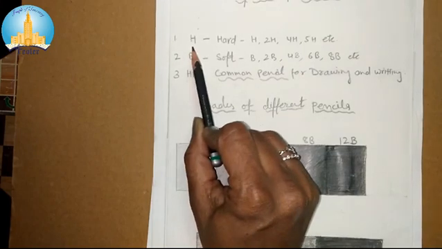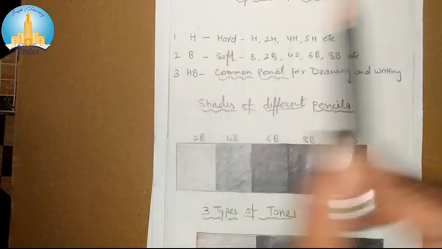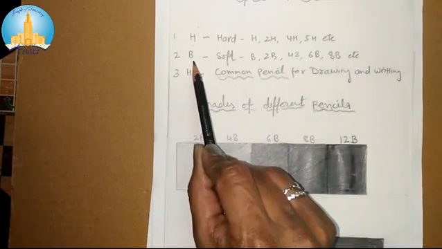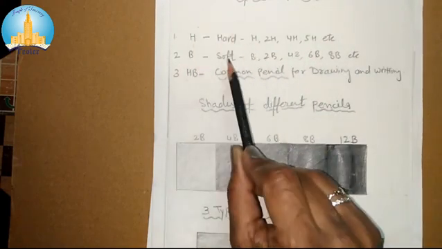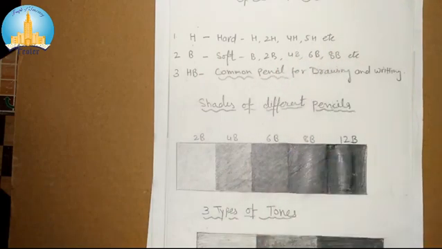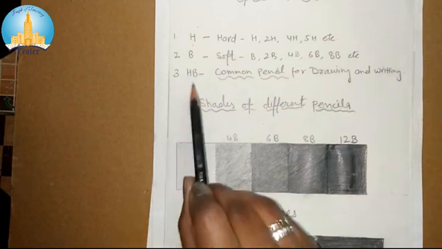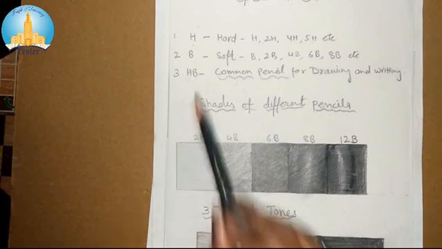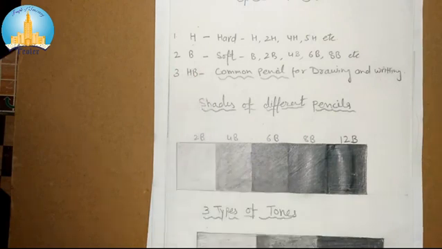Okay. So, this is H. H is for hard. There's 2H, 4H, 5H. Then now come to the next, B. B is for soft. 2B, 4B, 6B, 8B, 10B, 12B. And one HB pencil. That is the most common pencil, which is used for drawing and writing. Kids are also using it. We are using this pencil from pre-primary grade, and this will remain with us forever.